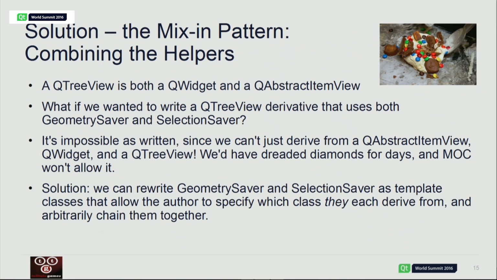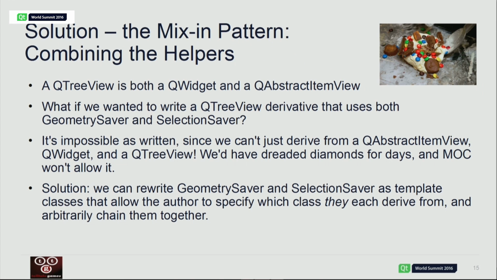So our solution is this somewhat obscure pattern, which is the mix-in pattern. Let's say we want to make a tree view that uses both these classes. So a tree view is both a QWidget and an abstract item view. We're going to have problems, as we said. So the mix-in way is we can rewrite GeometrySaver and SelectionSaver as template classes. And then the magic here is that the template parameter is going to be what class it derives from.